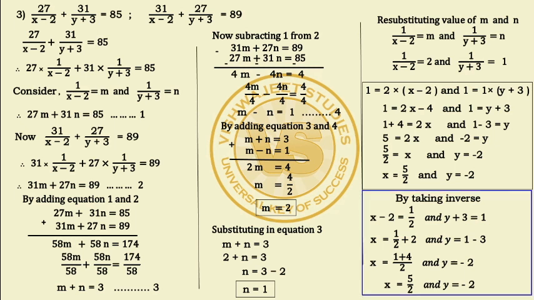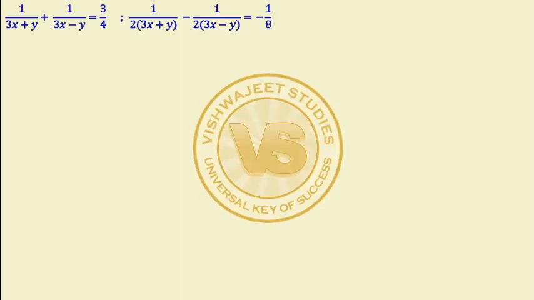This is the second method. So we have shown here in the box. Out of these two boxes, one method you can use to find the values of x and y. Now see the next example.